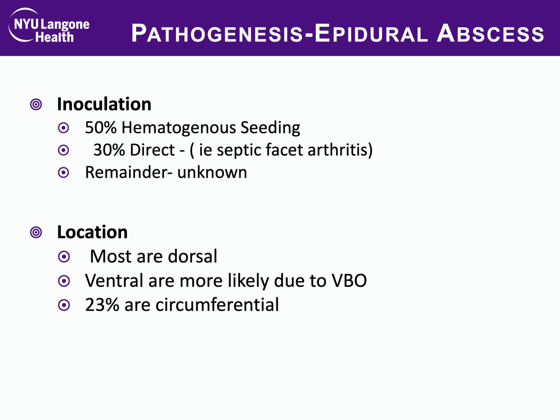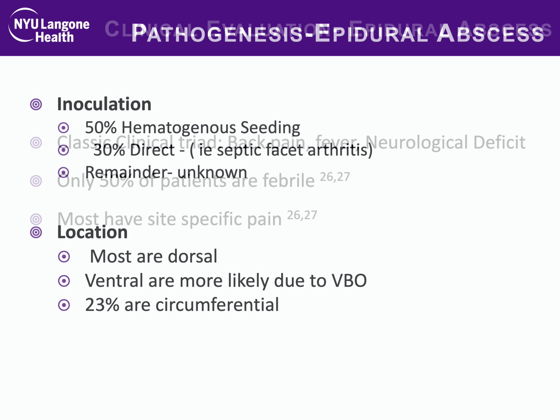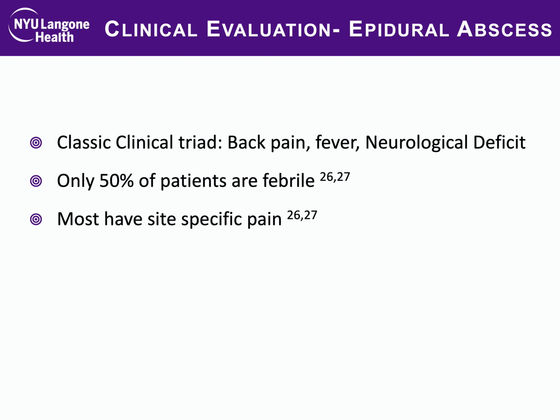Most epidural abscesses are located dorsally, ventral ones are more likely to be associated with the VBO, and 23% are going to be circumferential. Clinically, these patients usually present more dramatically than patients with VBO, but for test purposes, the MRI will be the key to distinguish. The classic clinical triad includes back pain, fever, and neurological deficit.